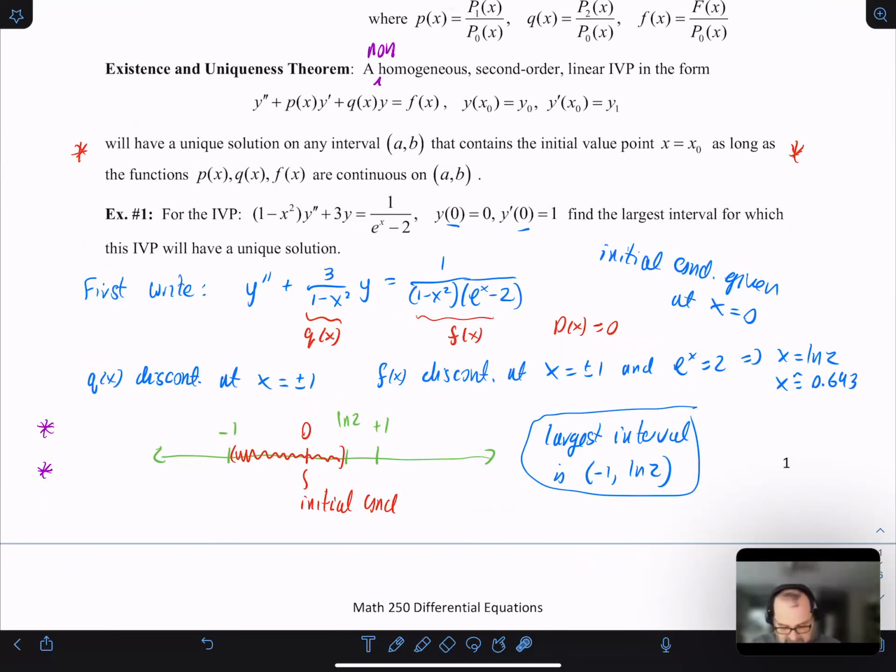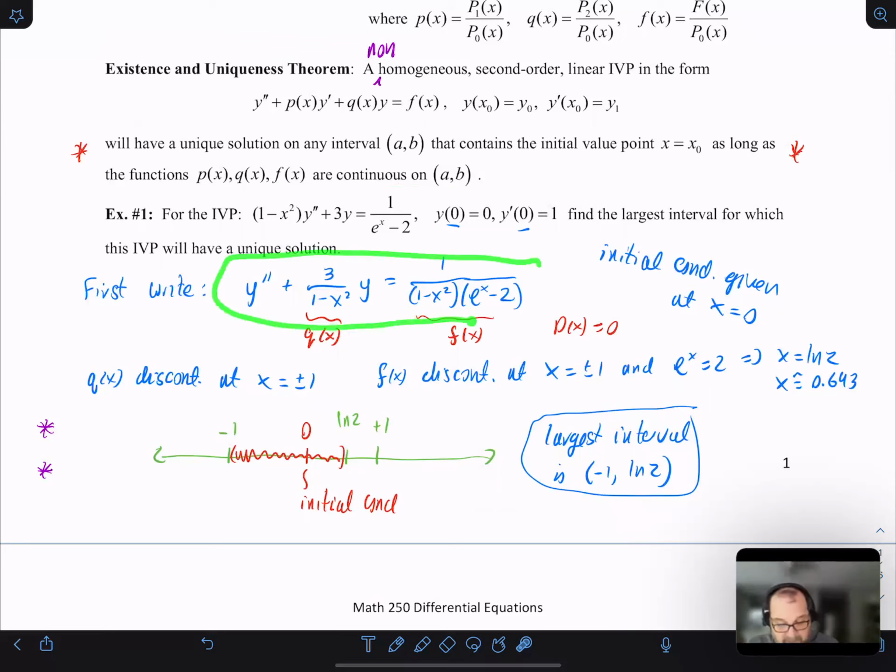So here is our initial value problem. It is 1 minus x squared times y double prime plus 3y, and then the forcing function on the right-hand side is 1 over e to the x minus 2, and here are our initial conditions at x equals 0. Basically, our initial condition is occurring at x equals 0. So the first thing we have to do is convert it into this standard form. I need it to be just y double prime, hence I first need to divide through by 1 minus x squared. So that's my first step here.